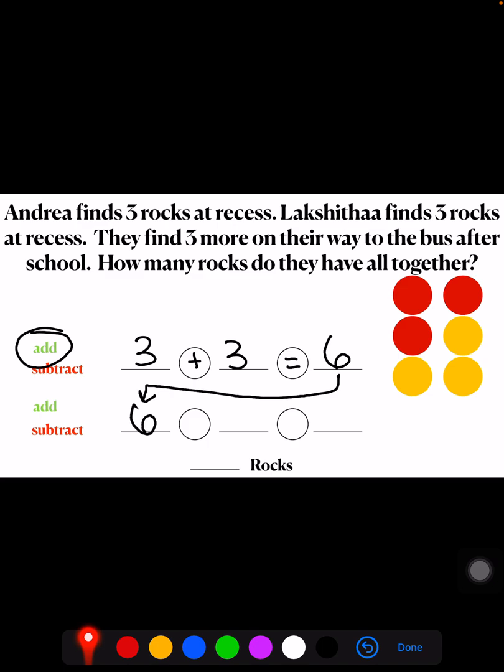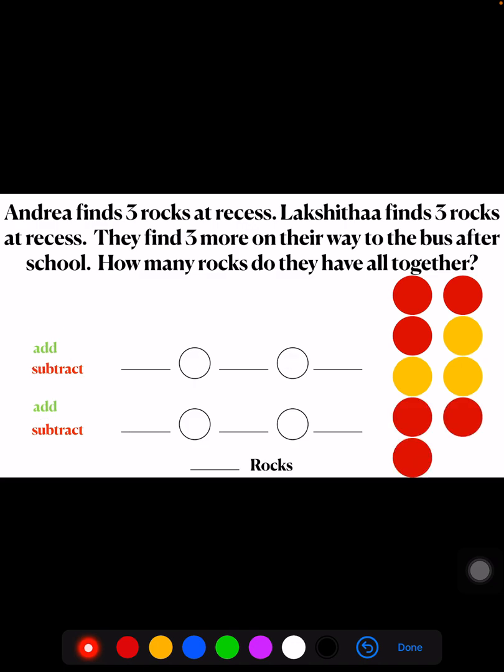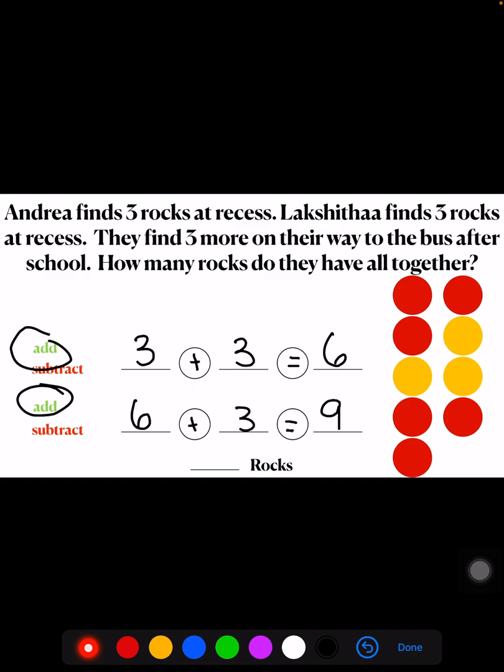They had 6 rocks, but they found 3 more. So am I going to be adding or subtracting? That's right. We're going to be adding. They found more. They found 3 more. So I'm going to use my counters again. I'm starting with 6 and I'm adding 3 more. 7, 8, 9. Oops, all my writing went away. If I'm adding 6 plus 3, I know my answer is 9. So they have 9 rocks all together. They found a lot of rocks, didn't they?